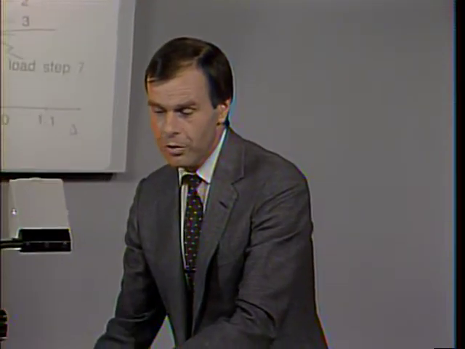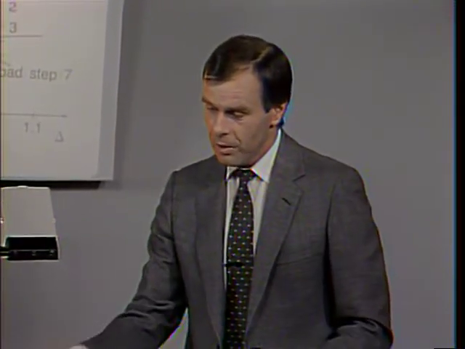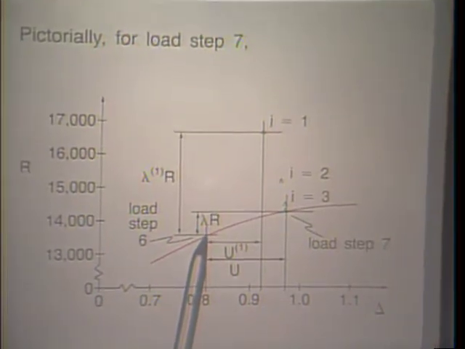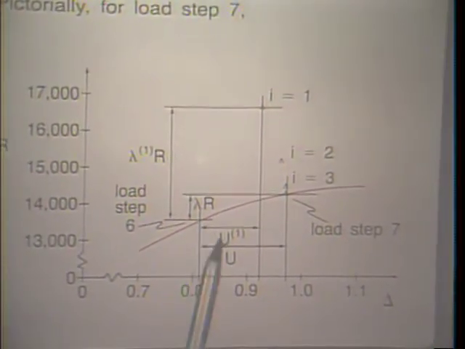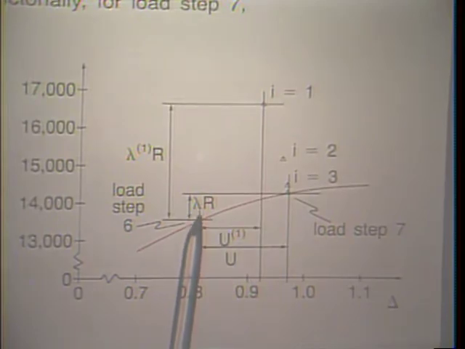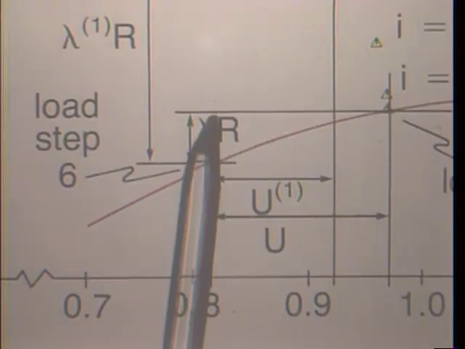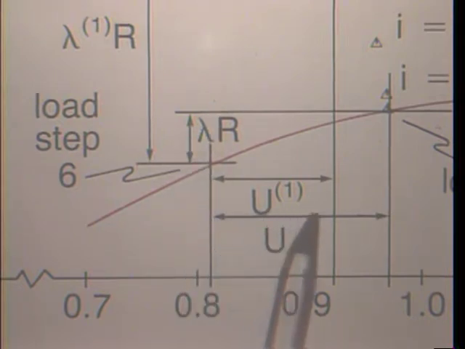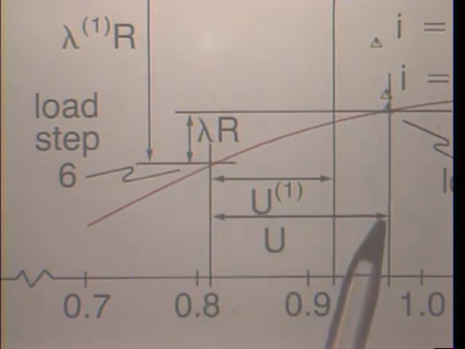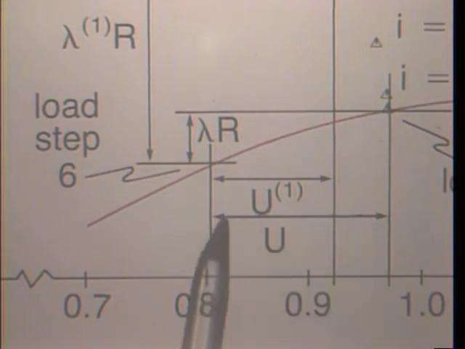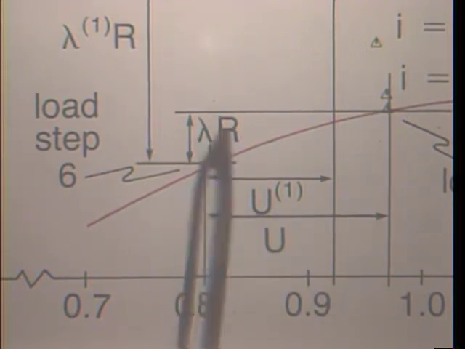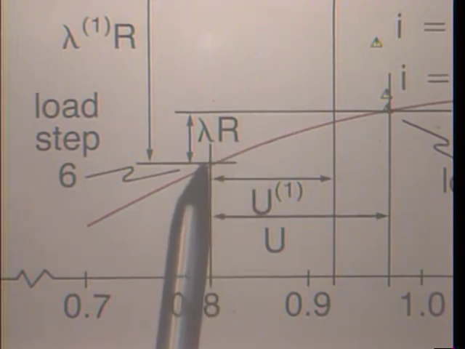Pictorially, for this load step, we can see the following. Notice here is our equilibrium configuration at which we are starting with the iteration. Notice the final load increment that we want to obtain is given by lambda r. Notice the final displacement increment that we want to obtain is u, and we're iterating towards this u and towards that lambda r as shown further here.